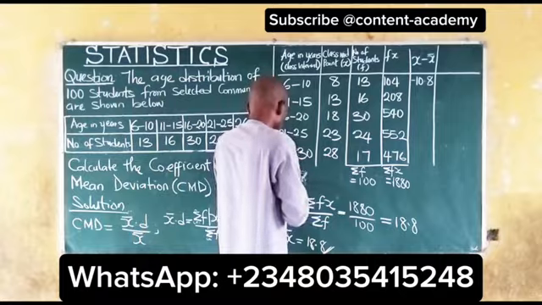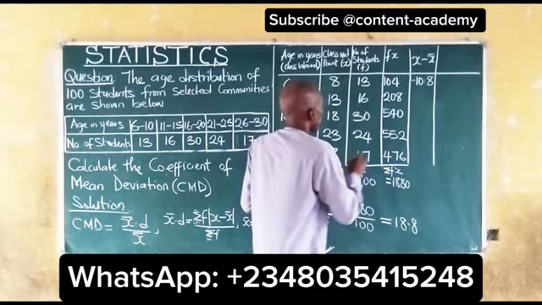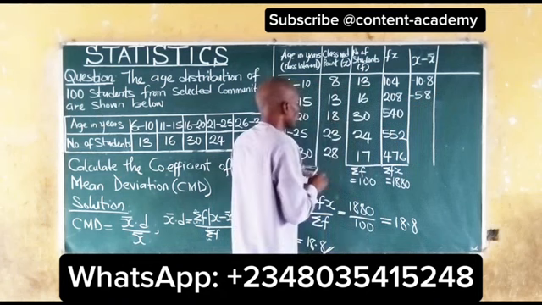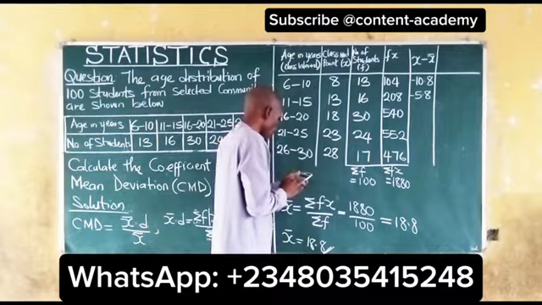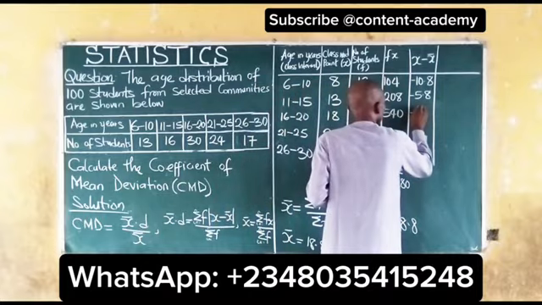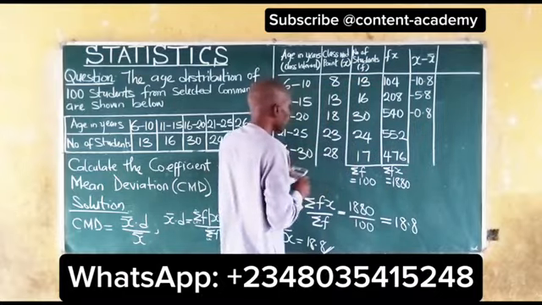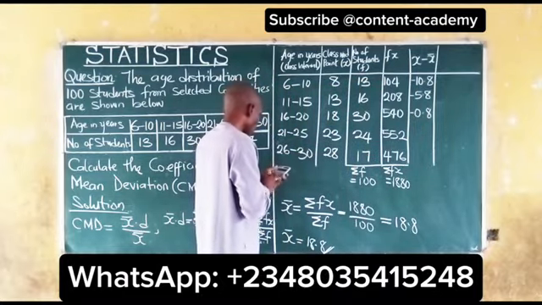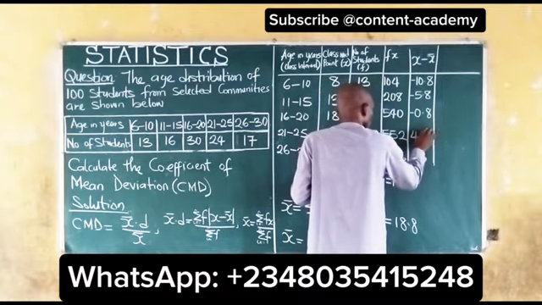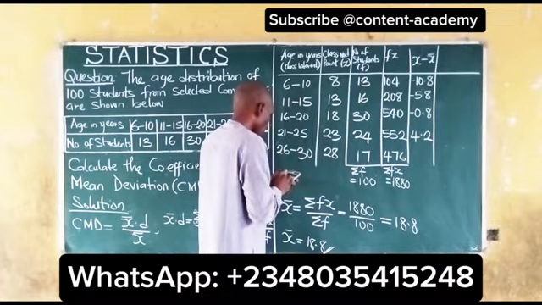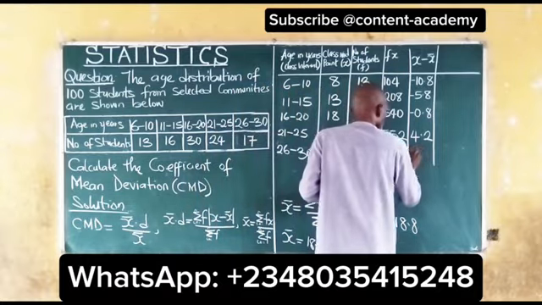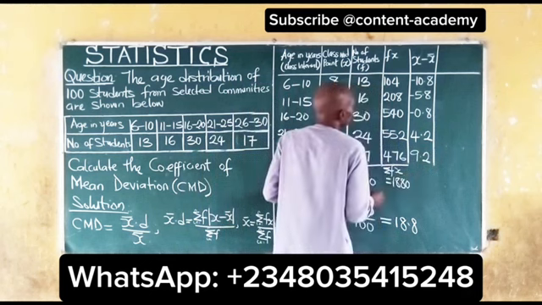13 minus 18.8, we'll have negative 5.8. 18 minus 18.8, we have negative 0.8. Now we have 23 minus 18.8, we have 4.2. 28 minus 18.8, which is 9.2.